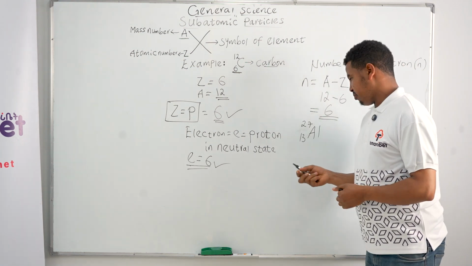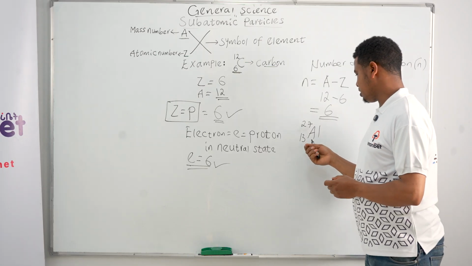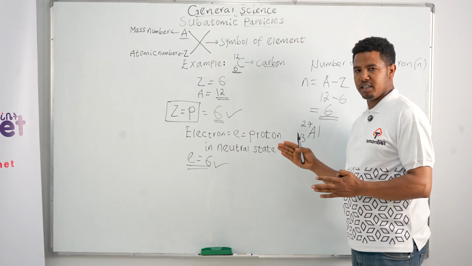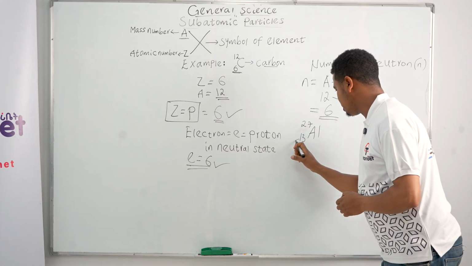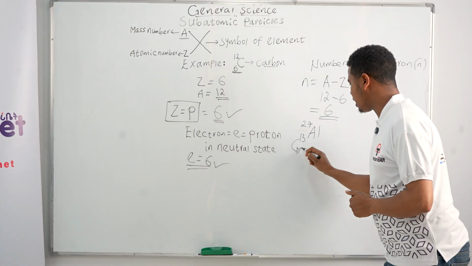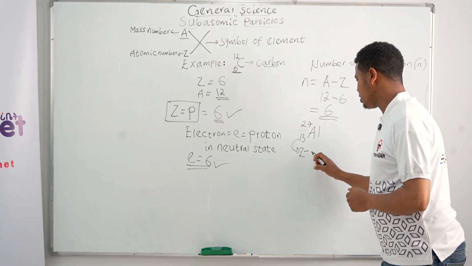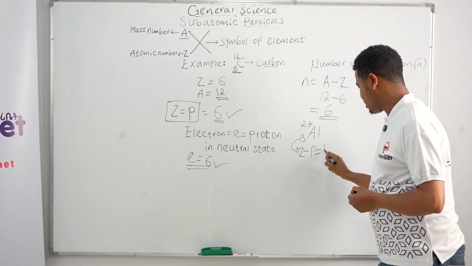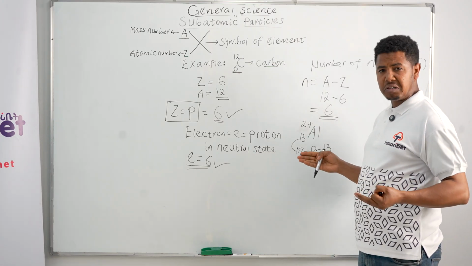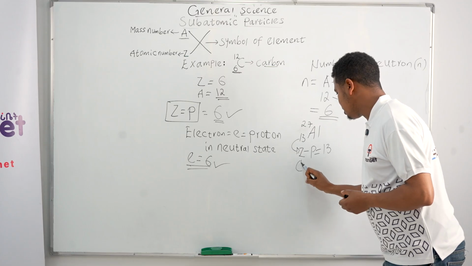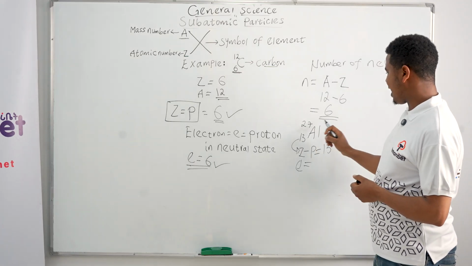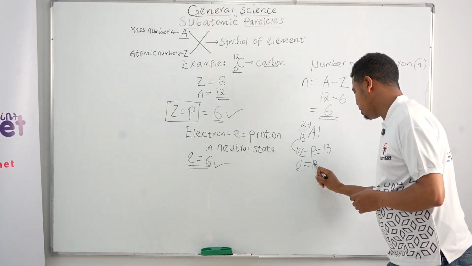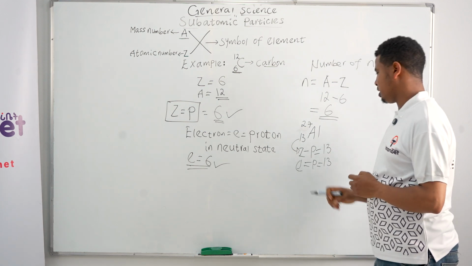Let's see another example. Here this is the symbol of aluminum. The atomic number and mass number are given. So here 13 shows the atomic number Z, which is always equivalent to the proton. So the number of protons here is 13. And there is no charge. The atom here is neutral, so the electron number is also equivalent to P. So electrons are also 13 here.